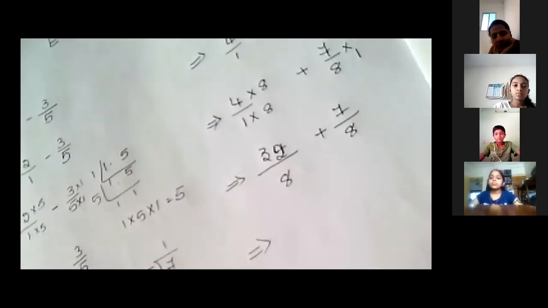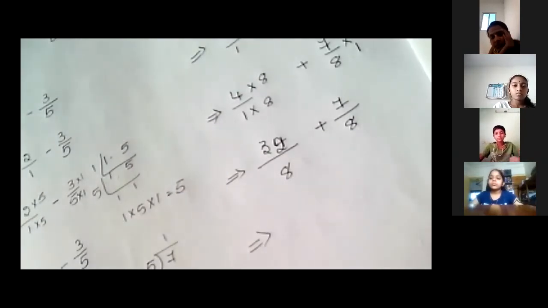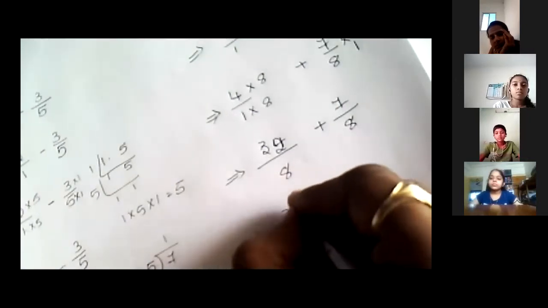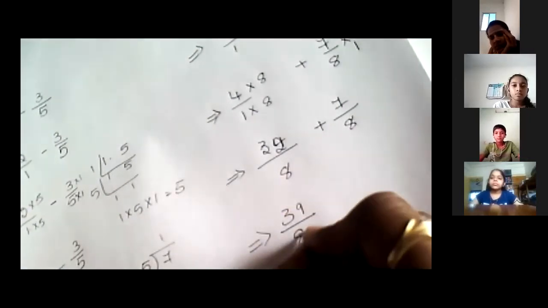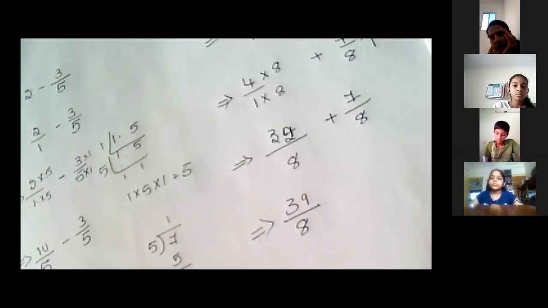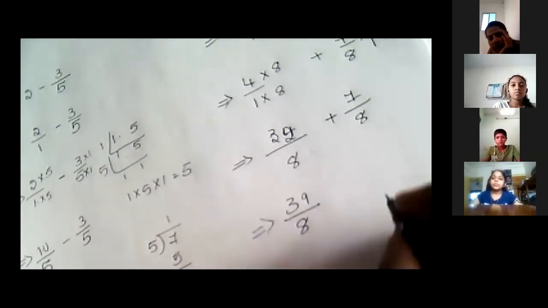So this is addition, right? Because we have a plus sign, I'll add these two numbers. 32 plus 7, 39 upon 8, correct? We can keep this as it is, otherwise we can convert it to a mixed fraction, because it is an improper fraction: the numerator is greater than the denominator. So I'll convert it.